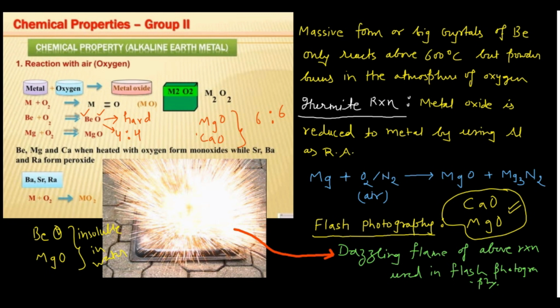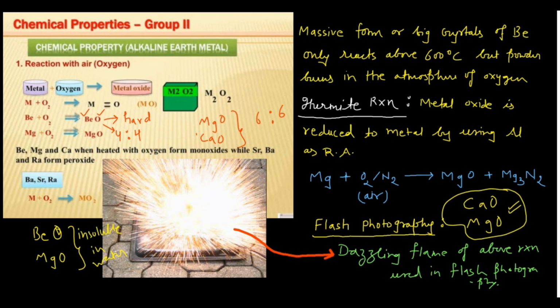And next, as you can see here, the thermite reaction. So what are thermite reactions? Thermite reactions are reactions in which a metal oxide is reduced to metal by using aluminium as a reducing agent. This is the very famous thermite reaction. Magnesium oxide is also used in the thermite reaction. This is something very important. Why? Because when magnesium burns, it forms magnesium oxide, and this magnesium oxide can be reduced to magnesium by using aluminium. This is another very important aspect which you all should know.